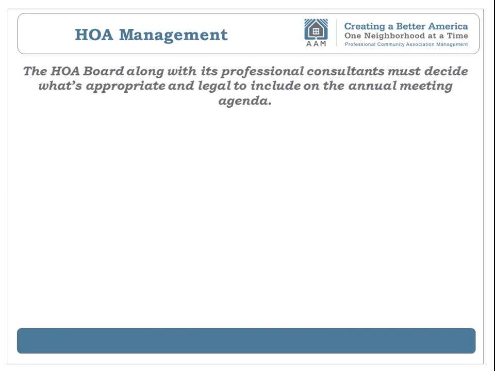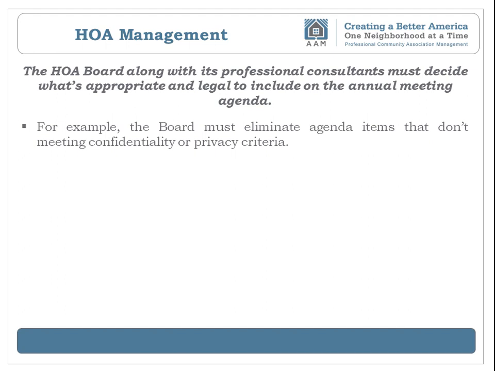The HOA board, along with its professional consultants, must decide what's appropriate and legal to include in the annual meeting agenda. For example, the board must eliminate agenda items that don't meet confidentiality or privacy criteria. Those discussion topics should be scheduled for closed sessions.